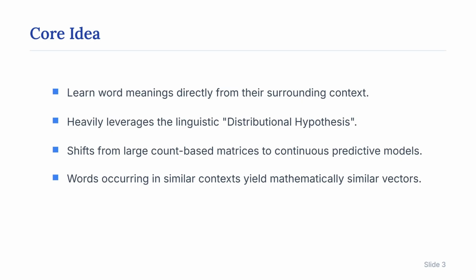But here is the key shift introduced by this paper. Earlier approaches were mostly count based, relying on counting how often words appear together. This paper introduces a predictive approach. In a predictive model, we train the system to perform tasks like: given a context, predict the target word, or given a word, predict its surrounding context. And while solving this task, the model learns vector representations for words automatically.